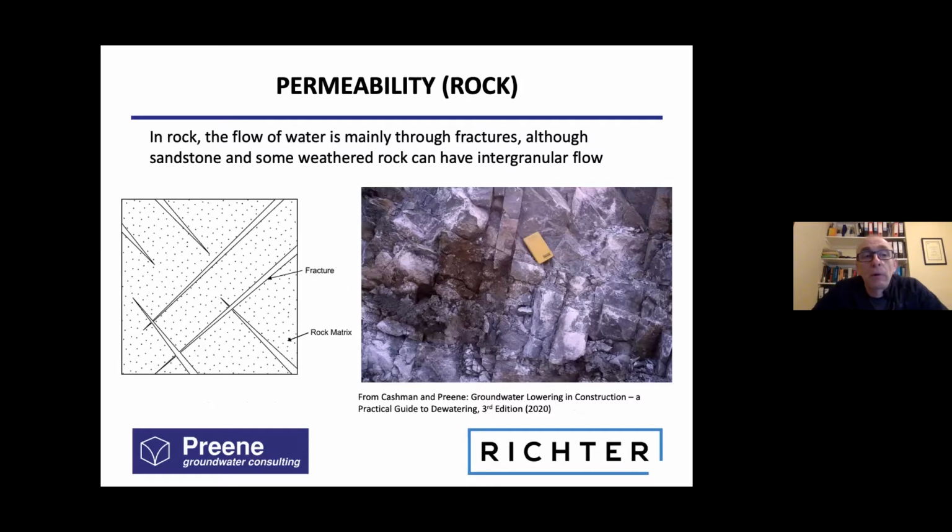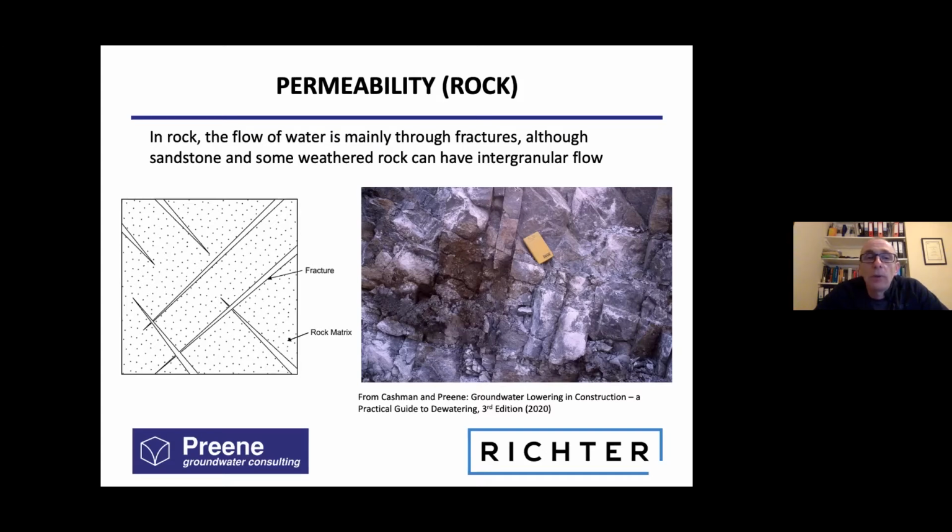Sometimes we carry out ground control in rock. Most of you will know that in rock, groundwater flows quite differently. Typically, the dominant forms of groundwater flow in rock are through fractures or other forms of discontinuities. Though sometimes in weathered rock or in sandstone, you can get significant water flow through the body of the rock itself.